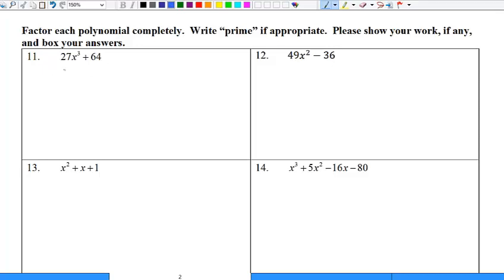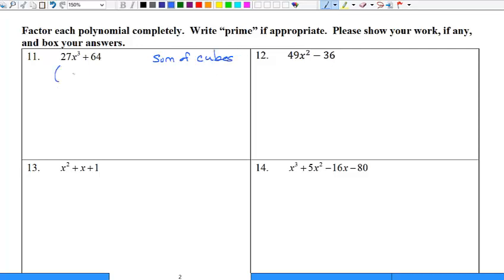So on number 11, can you find a GCF between 27 and 64? Nope, and there's no x's that can come out either. So GCF isn't going to help us. Step 2, do you have 2, 3, or 4 terms? Well, you have 2. Because you have 2 terms, you have to decide which binomial formula works. In this case, it's a plus, so that's a sum. And because the little exponent is a 3, the only possible thing we can use is sum of cubes.